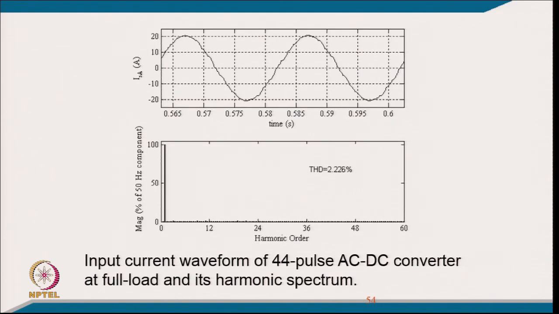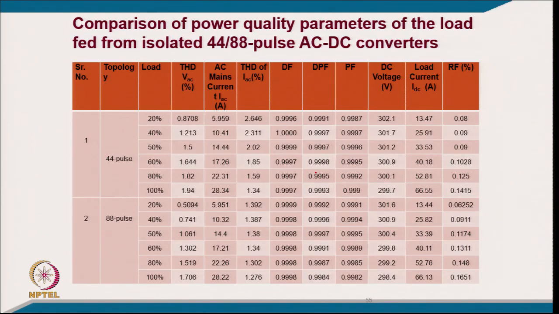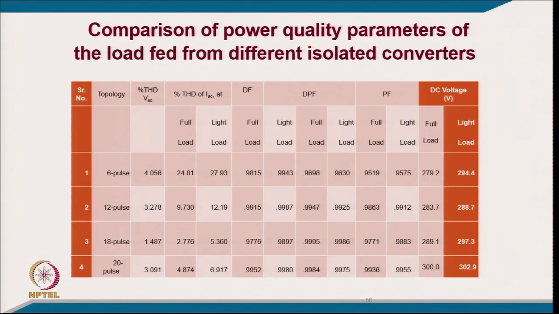3.851%, and for full load conditions you are getting about 2.26%, and that is the performance you are getting here. The THD, total harmonic distortion, for 44 pulse goes from 2.646% at light load to 1.34% at 100% load, and in the case of 88 pulse you are getting from 1.39% to 1.27%. So, this is what we are doing, converting 3 phase to 7 phase in this 88 pulse case, and then you can compare of course from 6 pulse or typically from this here 420.